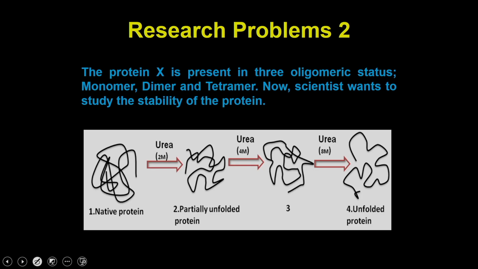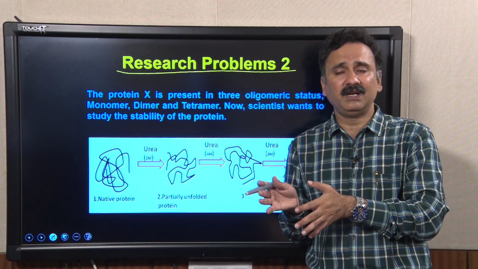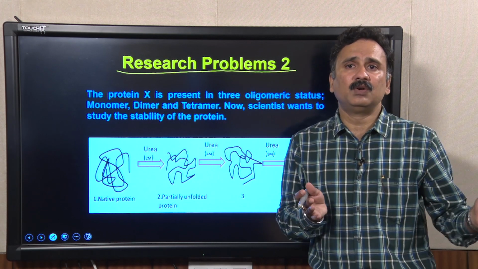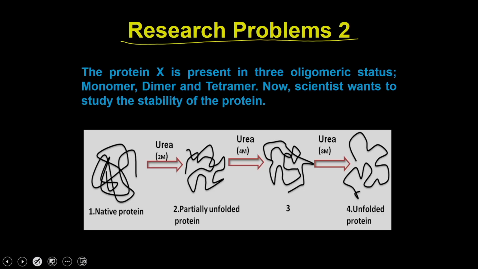The next problem is the research problem which we have discussed before also. If you remember, when we were discussing gel filtration chromatography, we took the same problem, and now I am going to take the same problem, but instead of gel filtration chromatography, I am going to use electrophoresis. The protein X is present in 3 oligomeric states: monomer, dimer and tetramer.